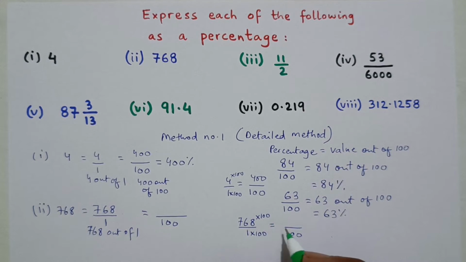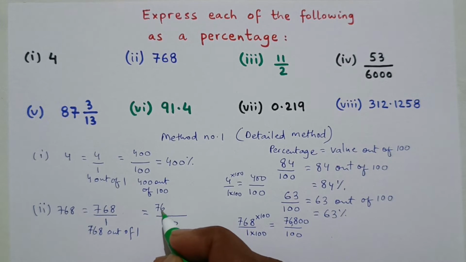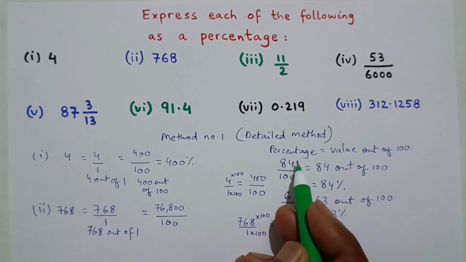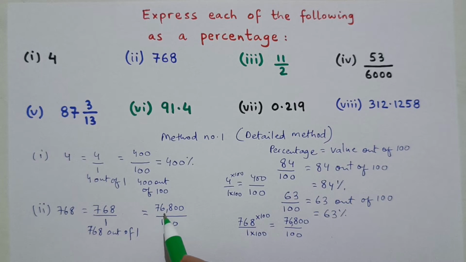Now 768 into 100 is 76,800. So 768 by 1 is 76,800 by 100. And 76,800 by 100 as per this analogy means 76,800 out of 100.